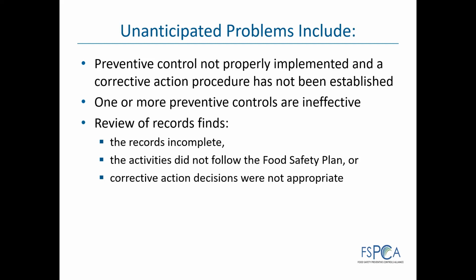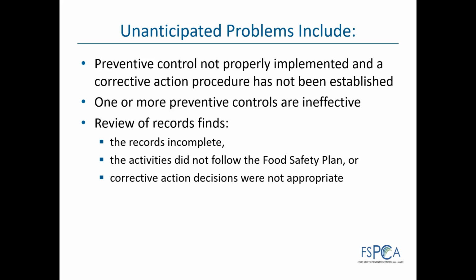Number one, a preventive control is not properly implemented, and a corrective action procedure has not been established. Number two, one or more preventive controls are ineffective. This is not a human error. Sometimes the validation study is outdated, or a new emerging pathogen comes out. The control does not really work, then you have to update it. So that is the unanticipated problem that most often happens.